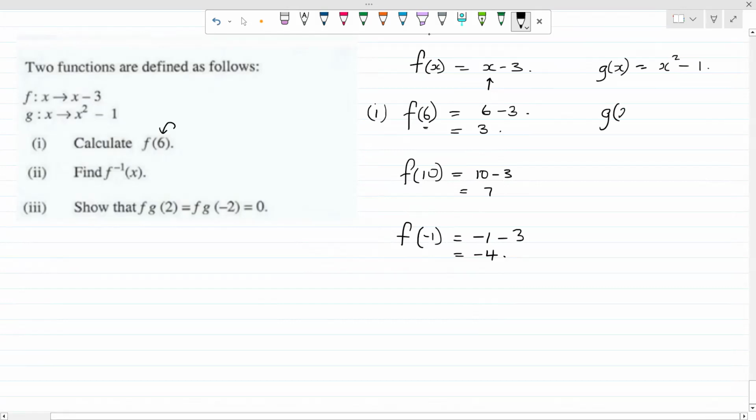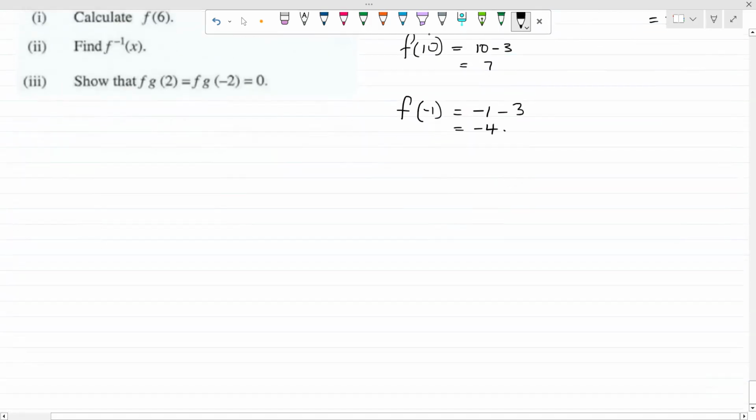If I say find g of 2, I'm going to replace this x here with a 2. And what will I get? 2 squared will give me 4. And 4 take away 1 will give me 3. So everybody understand how that works. It's basically substitution taking place there. Good. So going on to the other one, right? Everybody okay with that?